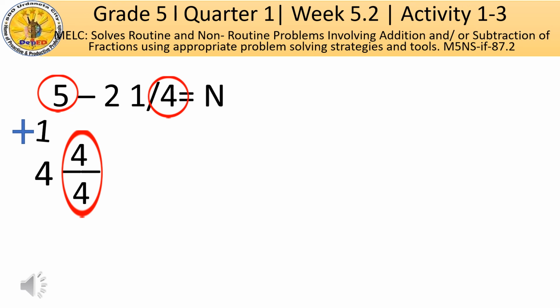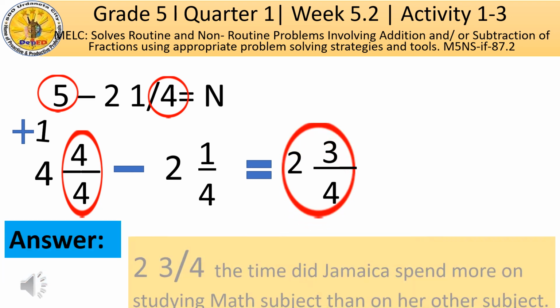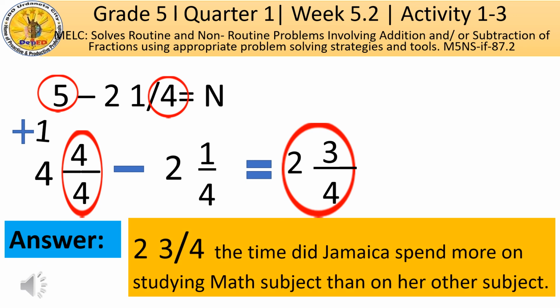So let us now subtract. 4 and 4/4 minus 2 and 1/4 is equal to. Subtract the whole numbers first. 4 minus 2 is 2. Then subtract the numerators. 4 minus 1 is 3. And for the denominator, just copy 4. Therefore, the final answer is 2 and 3/4 hours, the time Jamaica spent more on studying math than on her other subject.